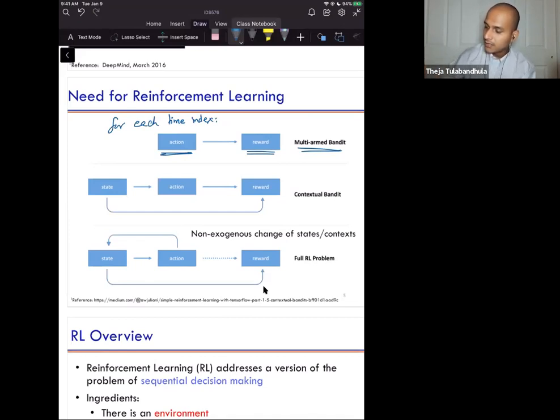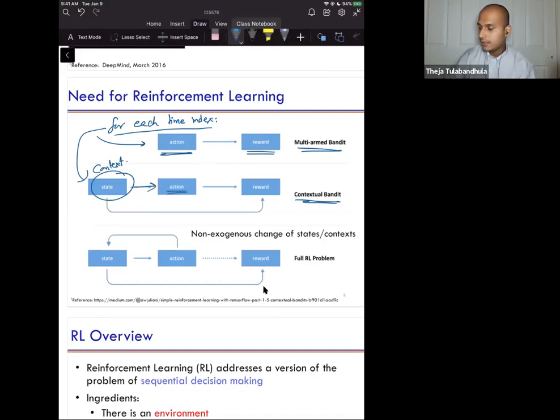Now, you are in the same for loop as the contextual bandit setting, except that you get what is called a state. I'm just calling it context or state; it's the same thing for us. In each time index, same thing for all three of these, you get a context. You look at the context and you take an action.